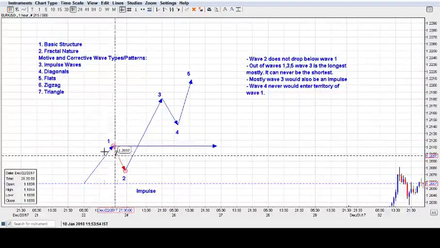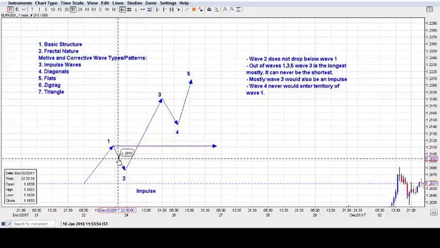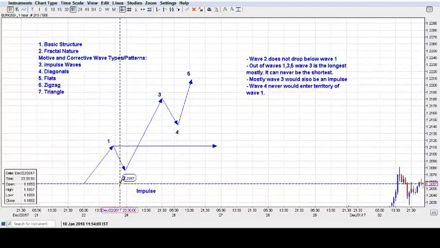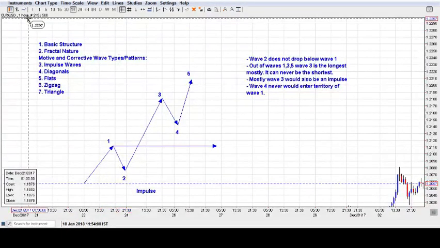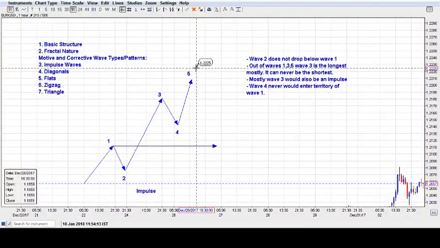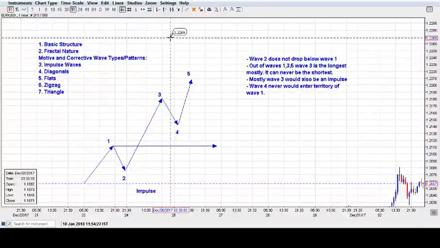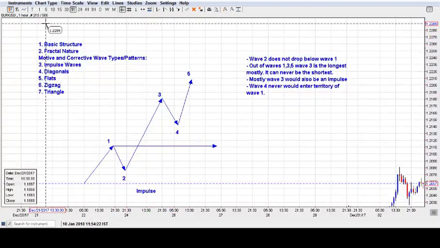And wave 2, the only rule that applies for the wave 2 Fibonacci correlationship, it can take 38.2, 50, or 61.8 or 78.6%. Bottom line, it should not drop below the head of wave 1. Is that okay? So all Fibonacci correlations discussed help you to find out the entries and exits. Now, where do you think our first entry point should go?